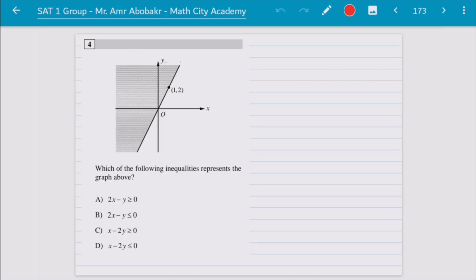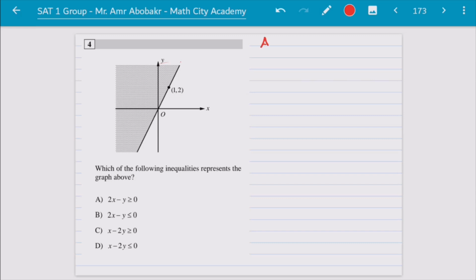Okay, this is our last example. Which of the following inequalities represents the graph above? Now we have here all of them greater or smaller or equal, and this is a complete line, so we cannot cancel any choice at first. So we can now convert these inequalities to be like y greater or y smaller.